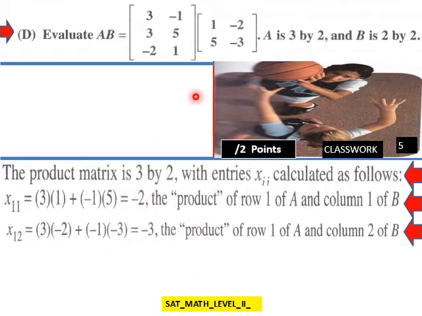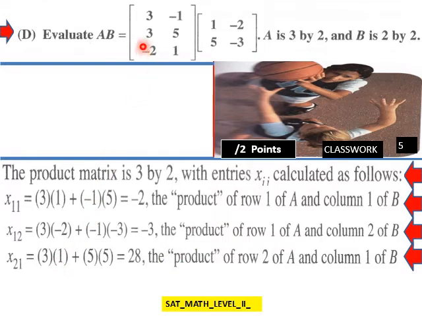And then for 1, 2, we go row 1 by column 2 now. So we go 3 times negative 2 plus negative 1 times negative 3. That gives us a negative 3 here. Negative 6 plus a positive 3 is negative 3. So the product of row 1 of A and column 2 of B would be negative 3.